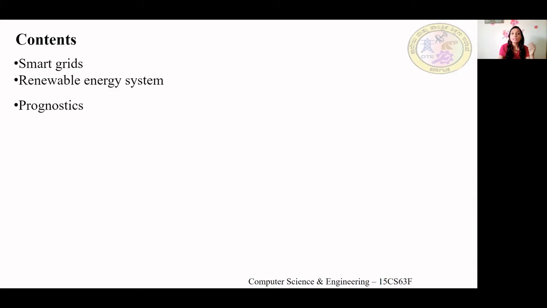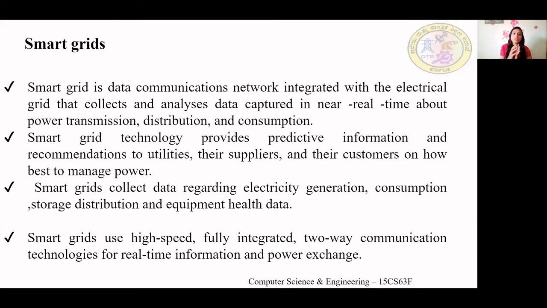Okay, all those things you will be studying. So these are the three applications under energy you will be studying. One is smart grid, second is renewable energy system, third is prognostic. Okay, so what is a smart grid? See, your existing electric grid is a mechanical grid, whereas a smart grid is your data communication network integrated with the electric grid. So now, instead of having only an electric grid, we will have a data communication network.